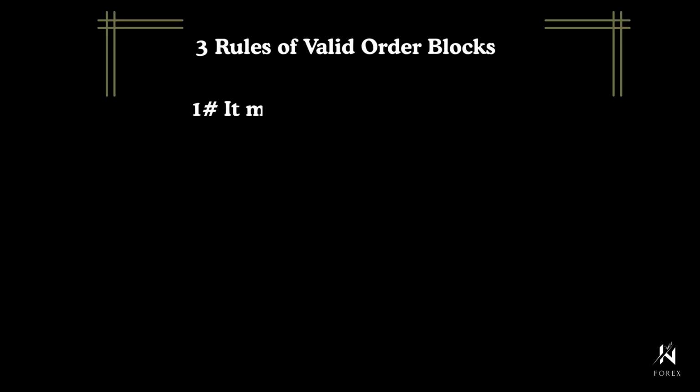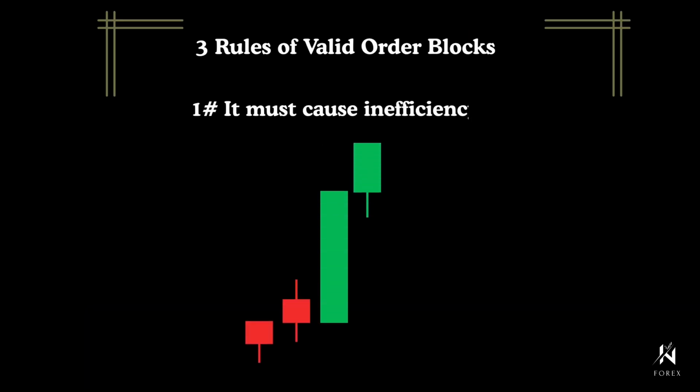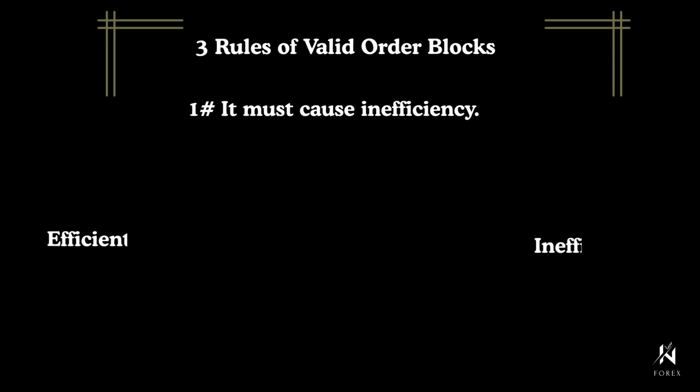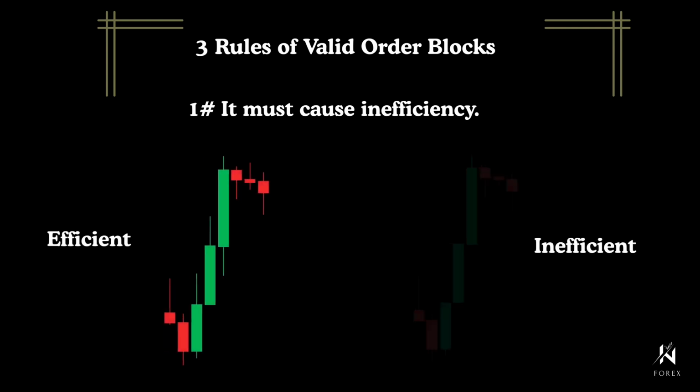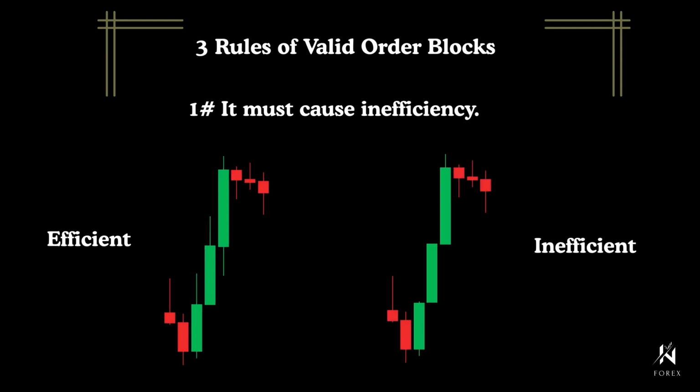The first rule is that it must cause inefficiency. Inefficiency happens when a sharp price movement creates visible gaps between the wicks. Here are some examples showing the difference between efficient and inefficient price moves.